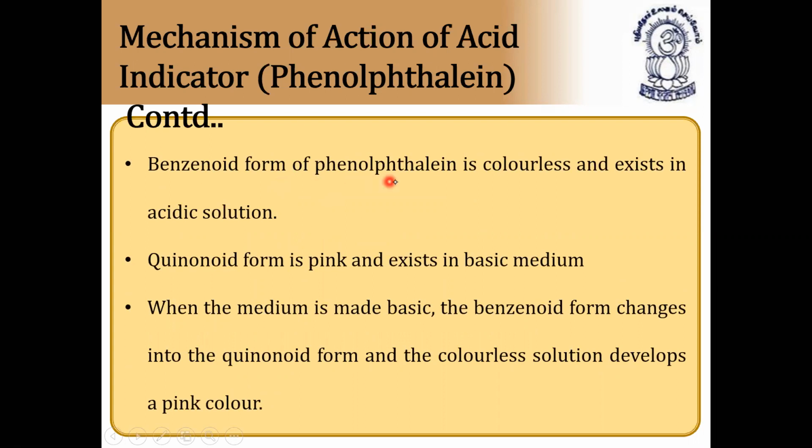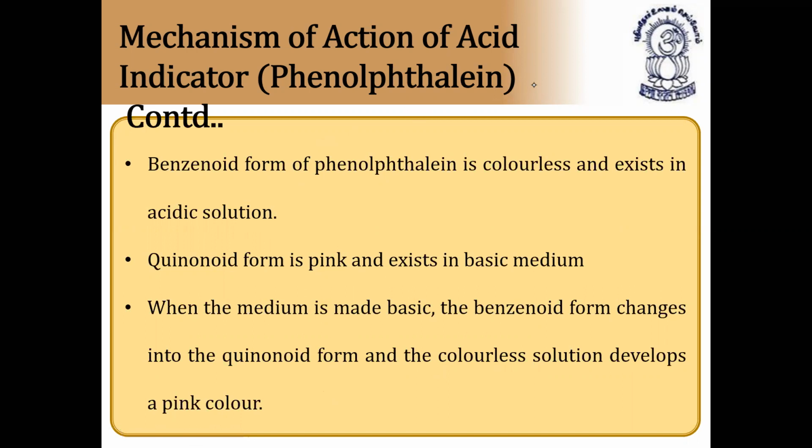Benzenoid form of phenolphthalein is colorless and exists in acidic solution. Quinoid form is pink and exists in basic medium. So when the medium is made basic, the benzenoid form changes into the quinoid form and the colorless solution develops a pink color. So this is called the mechanism of acid indicator. I hope it is clear.